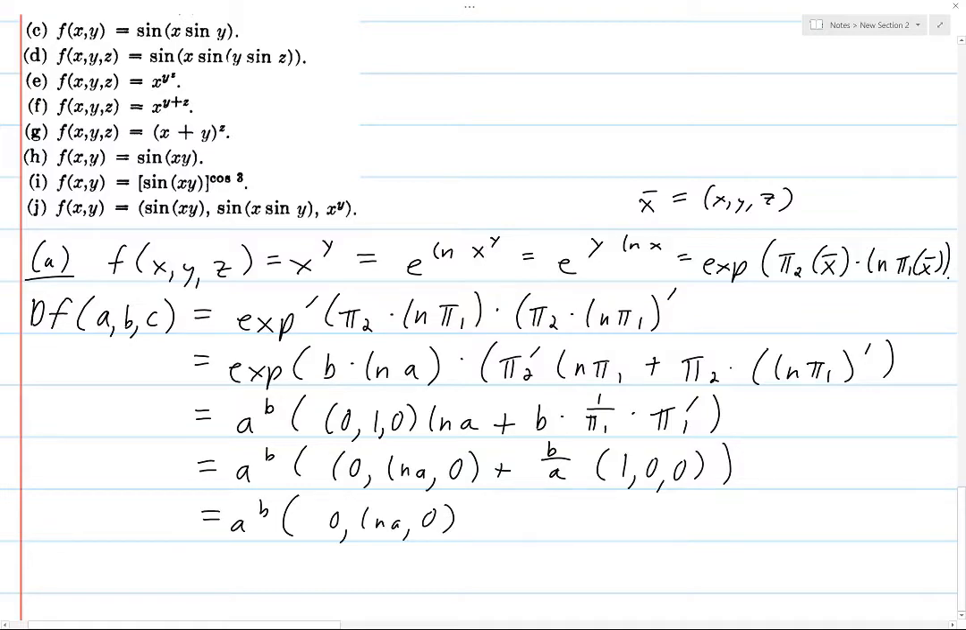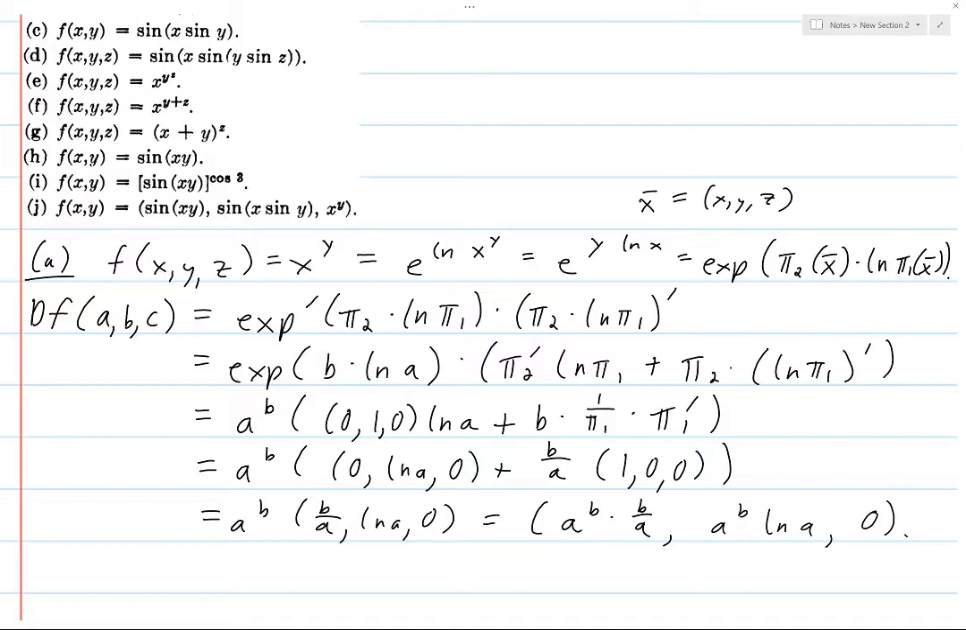Well, we can combine this into one. The first coordinate is going to be b over a, the second coordinate is just natural log of a, and the last coordinate will be 0. If we want to write this further, we have a to the b times b over a in the first coordinate, then a to the b times natural log of a in the second coordinate, and then 0 in the third coordinate. And there we go, that's all we need to do for this one. Let me just make sure that agrees with what I have written, and it does. Okay, so that's the basic idea of how you do these types of problems.